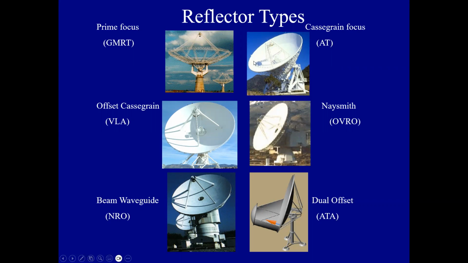And this is one of the telescopes from the Atacama array. One is the Cassegrain focus. So this is the secondary reflector, and the detector is inside here. And this is an offset Cassegrain from the Very Large Array in New Mexico. And these are the other types of telescopes.